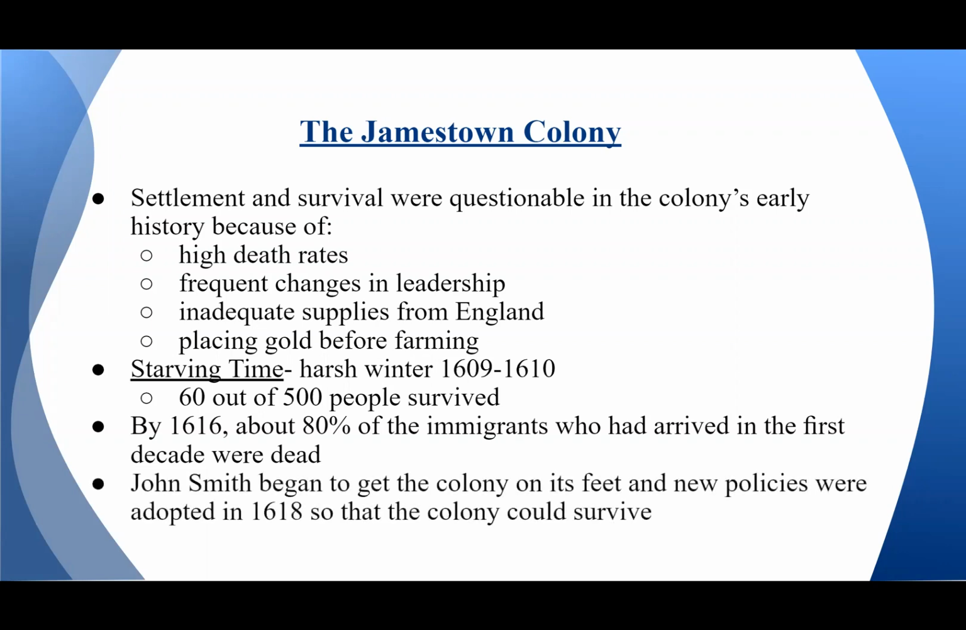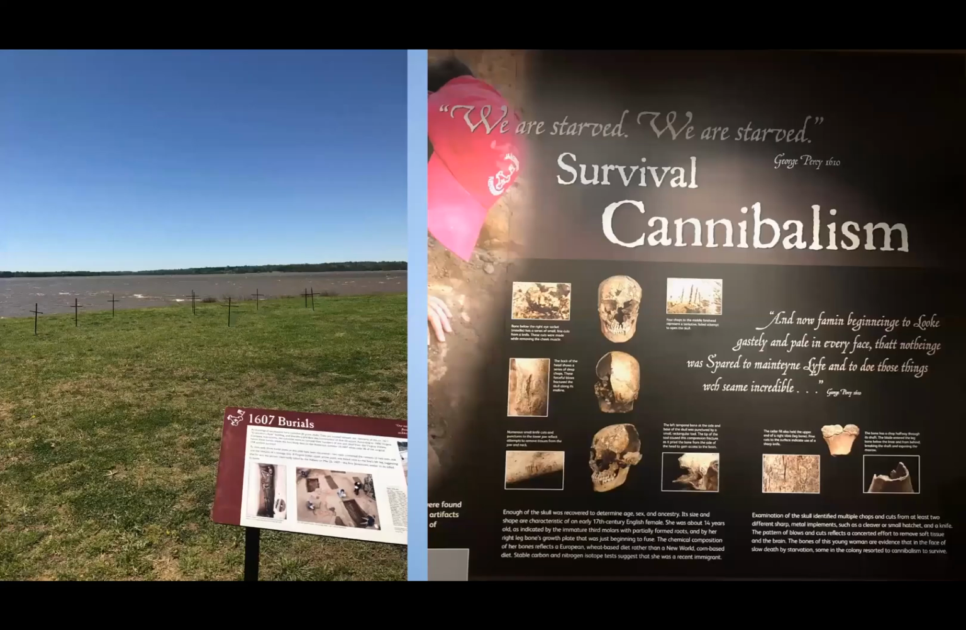And so John Smith begins to get the colony back on its feet. He's going to institute a lot of strict laws and policies so that the colony could survive. And one of the reasons that he needed to institute really strict and harsh laws and policies was because during the starving time, one of the things the colonists did to survive was they turned to cannibalism.